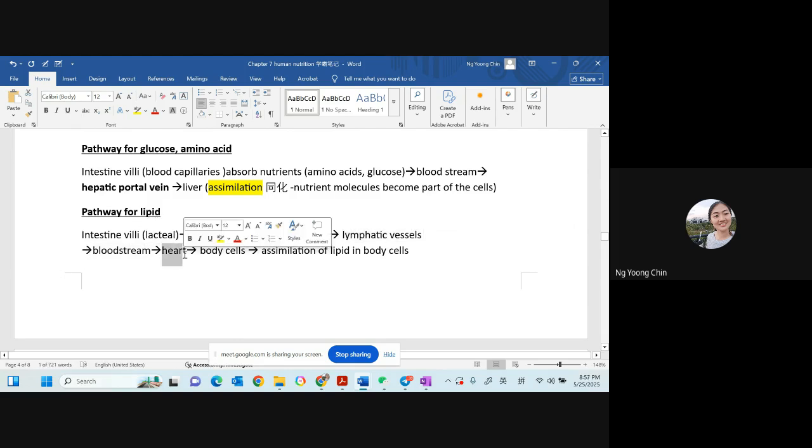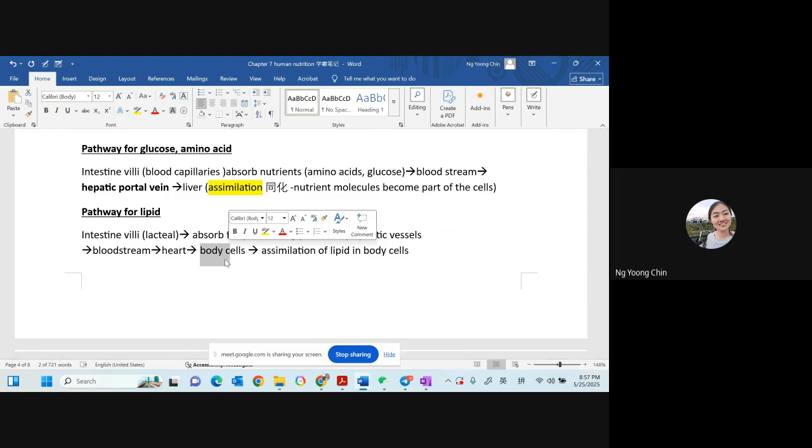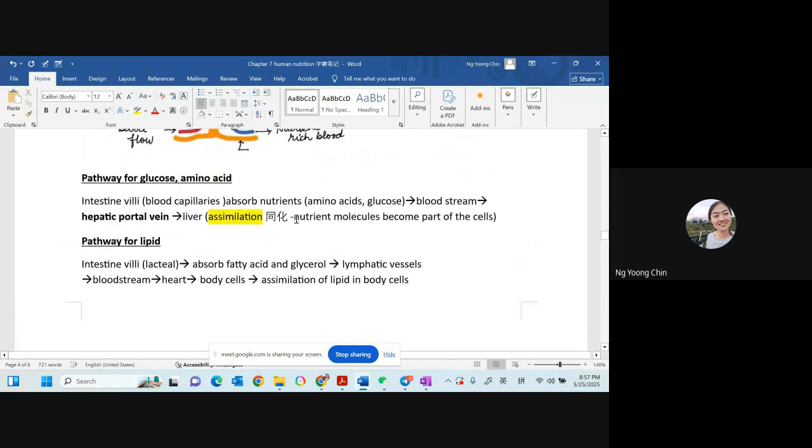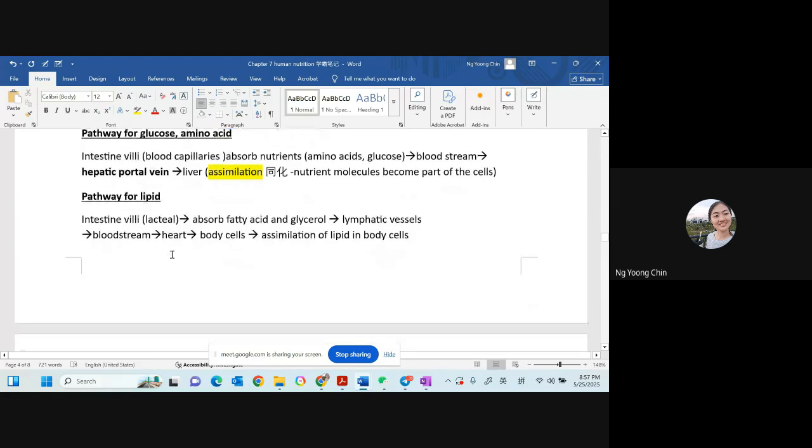From the heart, they have the aorta, right? The aorta is a large blood vessel. The aorta will help to pump the blood to all of the body cells. So the body cells are able to get the fatty acid. So you can see assimilation of lipid happens in the body cells, but not in the liver. So this is the difference in the pathway of glucose, amino acid, and lipid.